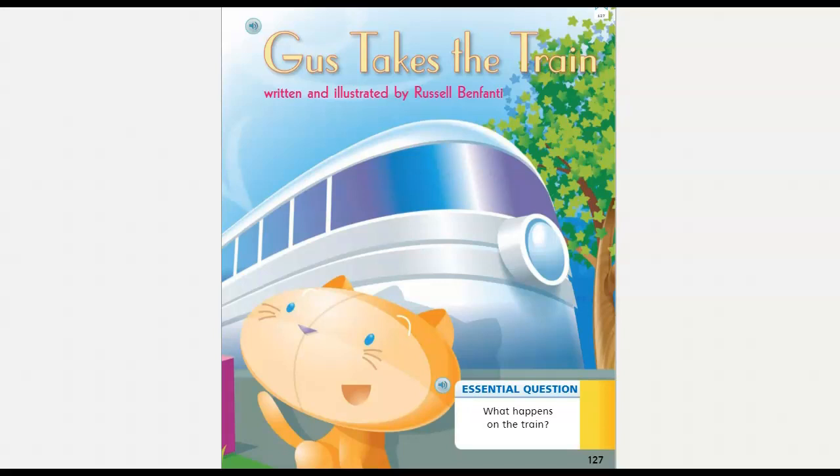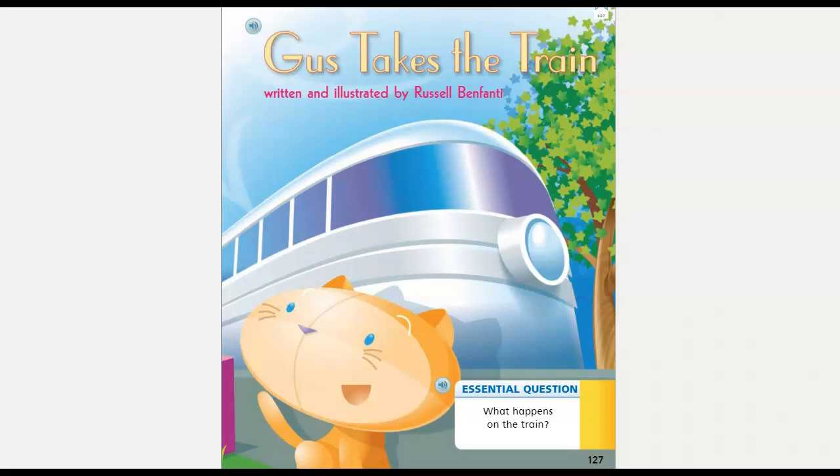So, let's look back in our story, Gus Takes the Train. Now, boys and girls, when we are going to tell in a story what happens first, next, and last, we are not going to share every single thing that happened. We are going to be doing something called summarizing, meaning we are only going to say specific parts of the story in a shortened version. So we are not going to include every single thing.